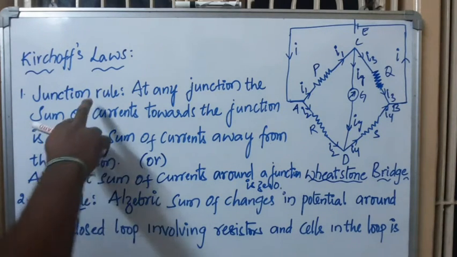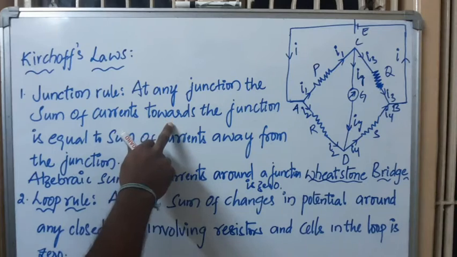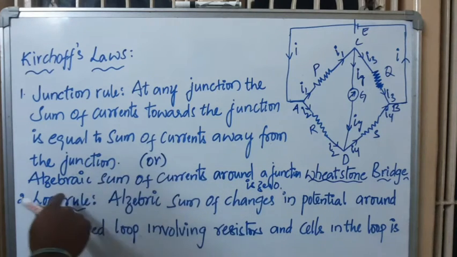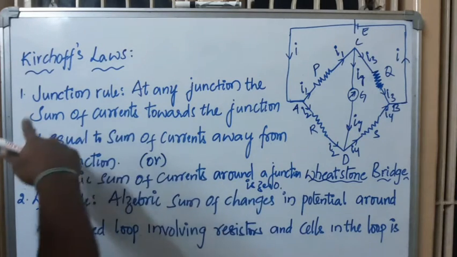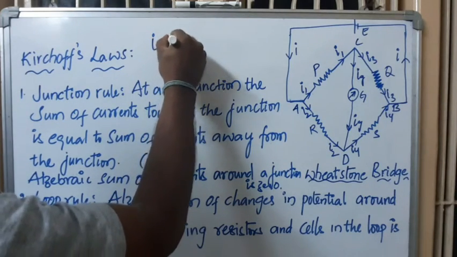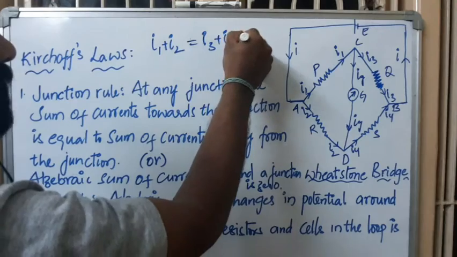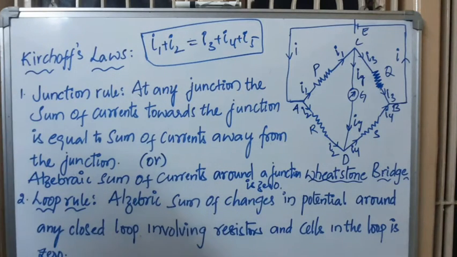Here, the junction rule tells us that at any junction the sum of the currents towards the junction is equal to the sum of the currents away from the junction, or you can write it as: the algebraic sum of the currents around a junction is 0. So this is called the junction law. For example, the sum of the inward, incoming currents is I1 plus I2, and the sum of the outgoing currents is I3 plus I4 plus I5. So at any junction, the sum of the currents towards the junction is equal to the sum of the currents away from the junction.